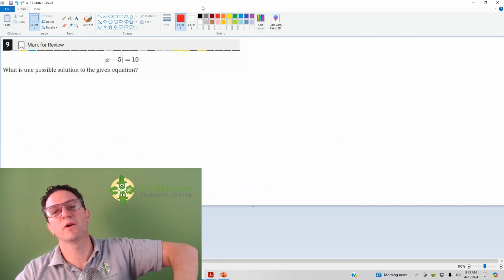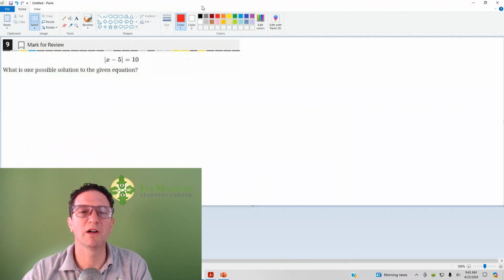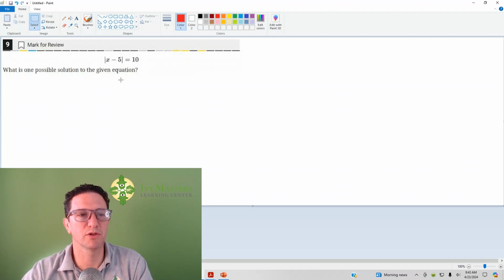This is the ninth question from Digital SAT Test 2, Module 2. This is from the Bluebook app, the easier set of math questions. Number 9, read, what's a possible solution to the given equation?